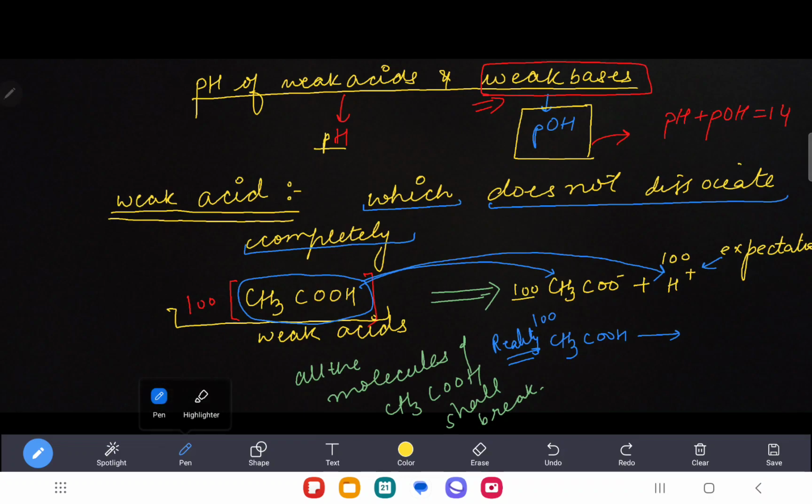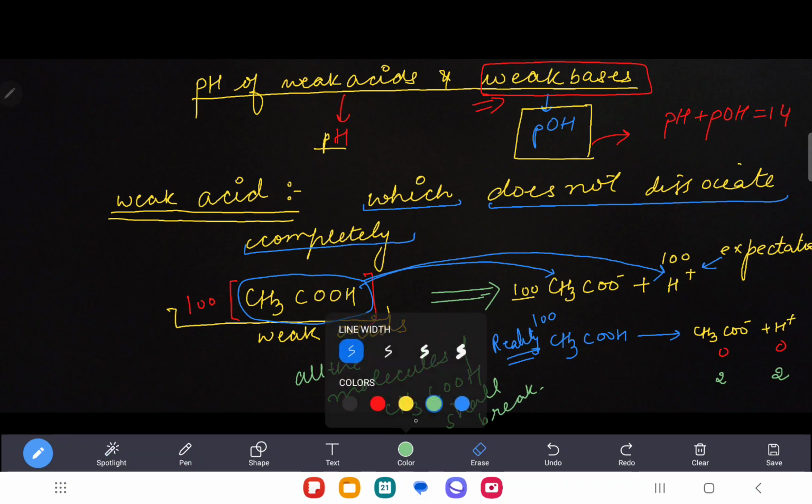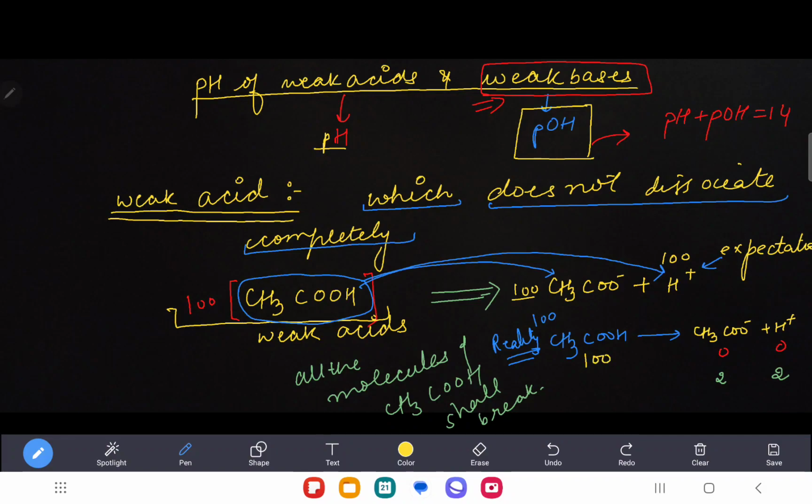Do you understand my point? Yes. So in reality, the molecules are breaking down, but only 2 or 3 out of 100 are breaking. Initially both products were 0 and 0. After some time, out of 100 molecules, let's suppose 2 break. So we get 2 molecules of CH3COO negative and 2 ions of H plus. So 98 shall be left over. Are you understanding my point? Any doubts in this? No.